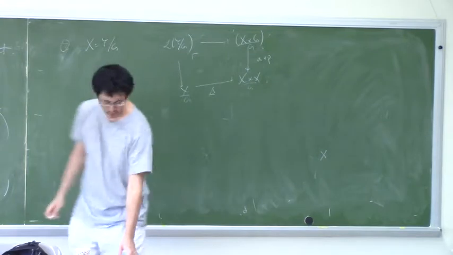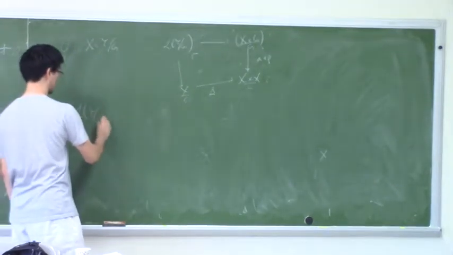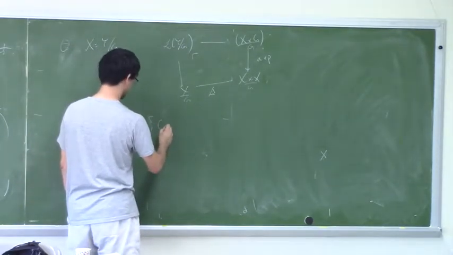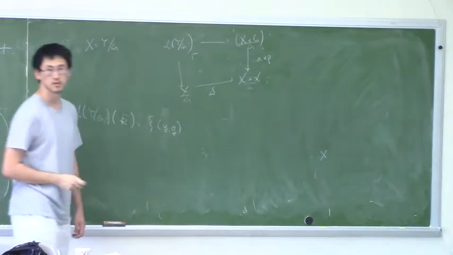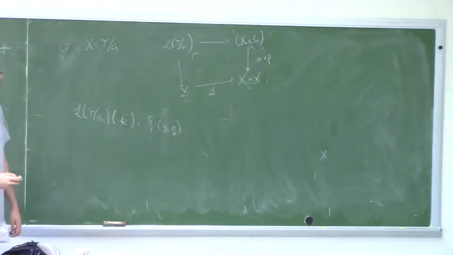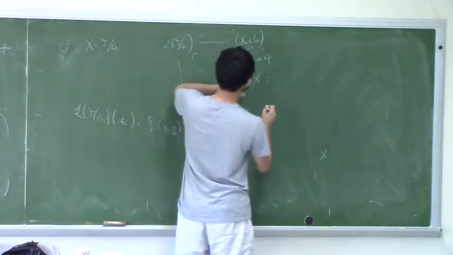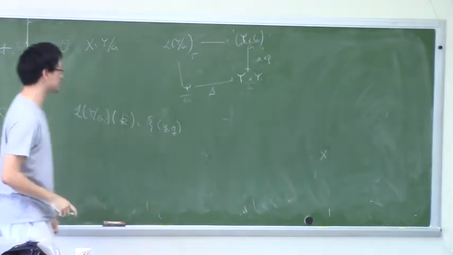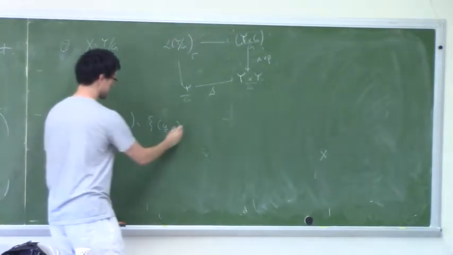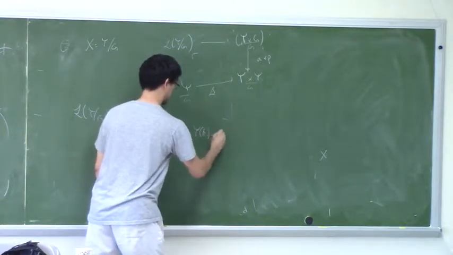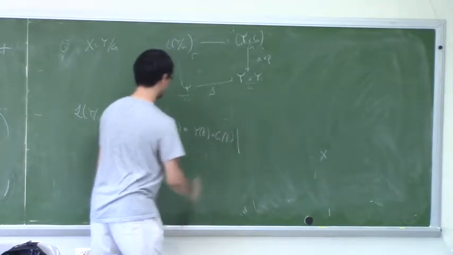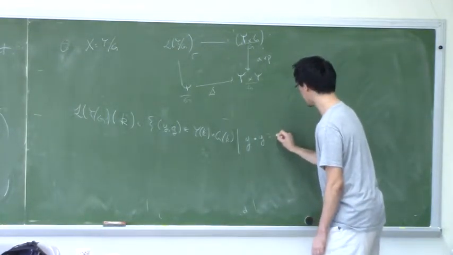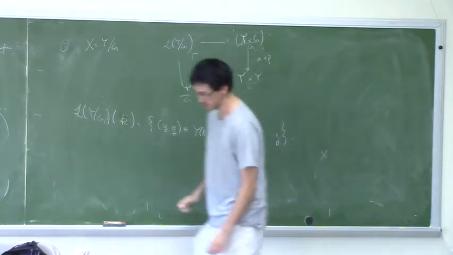The K points of this thing are given by pairs: points in Y and points in G, such that G fixes Y under the action.